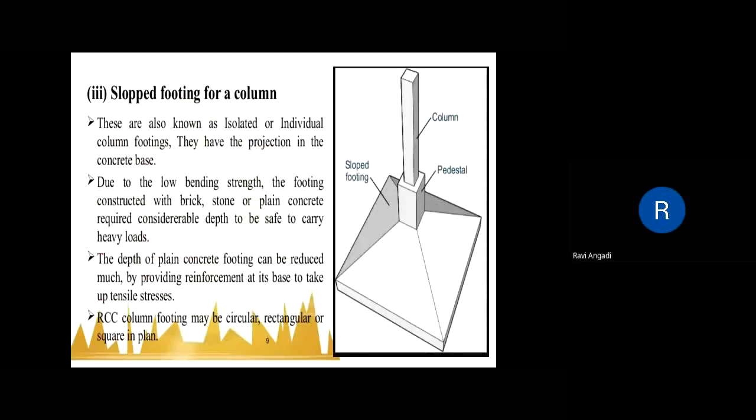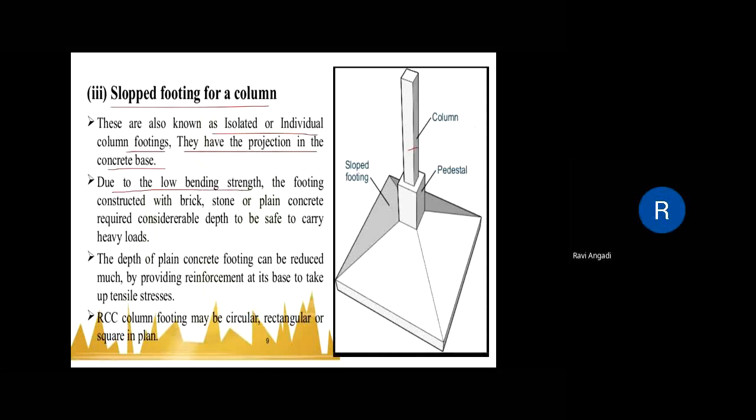Coming to the sloped footing, you might have seen this type of footing on a site. So this is called a sloped footing. Again, this is a column, then the pedestal, and under the pedestal the footing is made sloped. This is also sometimes called a trapezoidal footing. So these are also known as isolated or individual column footings. They have a projection in the concrete base.